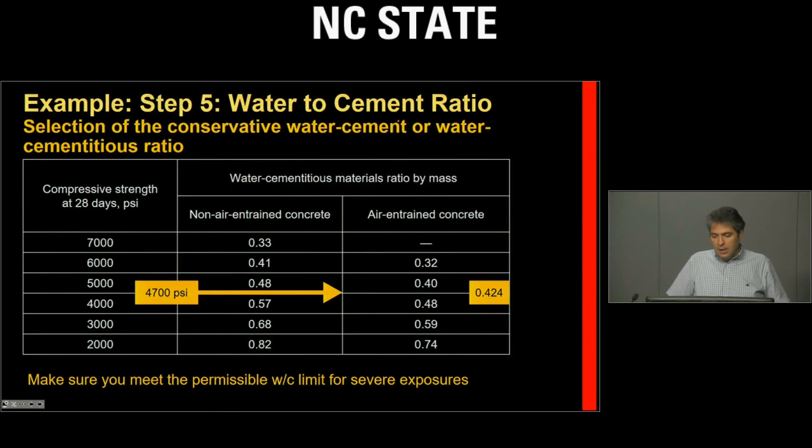All right. So now, what is the water-cement ratio? We said that our required compressive strength is 4,700. That is somewhere between 4,000 and 5,000. And the concrete that we use is air-entrained concrete. Remember that we said that we will consider 5.5% air in our concrete. So it is an air-entrained concrete, and we have to use this column on the right. And we have to interpolate between 0.4 and 0.48 and figure out what the water-cement ratio for 4,700 is.